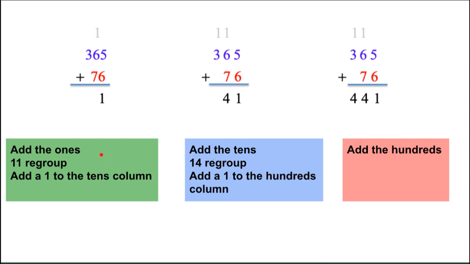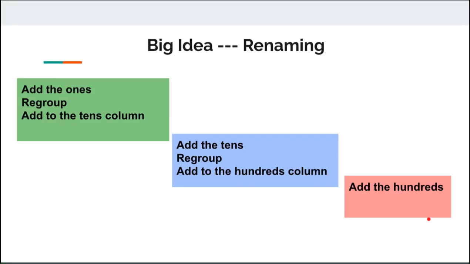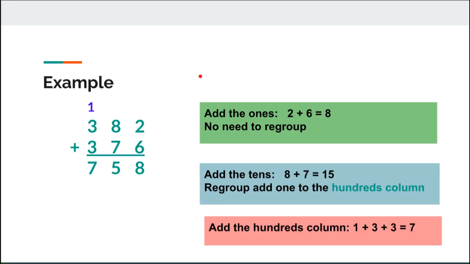Add the ones and regroup. Add the tens and regroup. Add the hundreds. So here's the big idea behind renaming. Add the ones, regroup. Add the tens, regroup. Add the hundreds. So now we're going to be brave and do a problem without the discs.